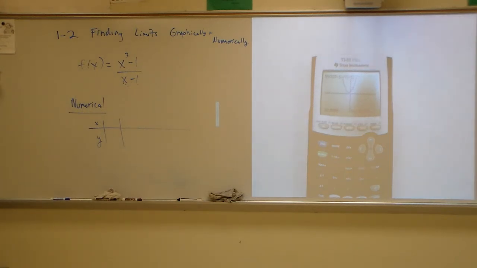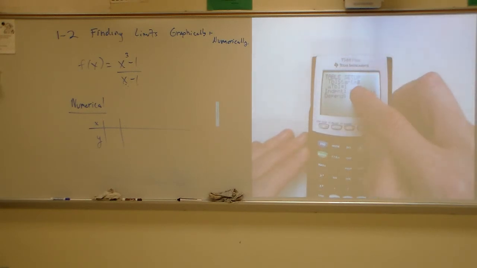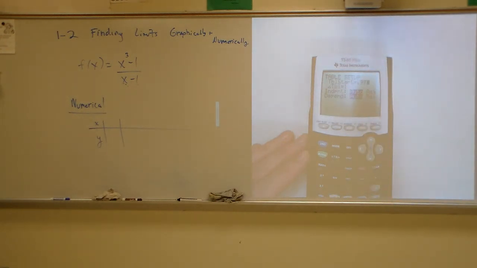So pay attention to this. Listen as I speak so you can write this down, because you're going to need to do this. You're going to need to create a table with your graph. See where it says table set? Let me clear my graph. I'm going to hit second window for table set. This says table start. I'm going to start at 0.97 because I want to start at something close to 1, because I want to investigate what happens as x gets close to 1.